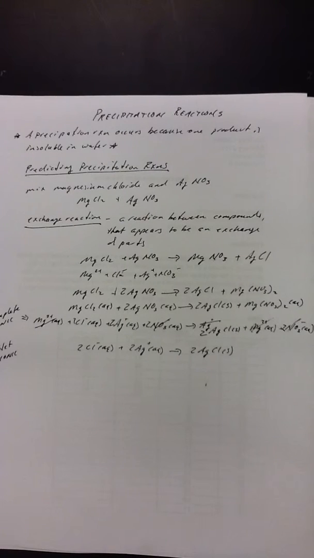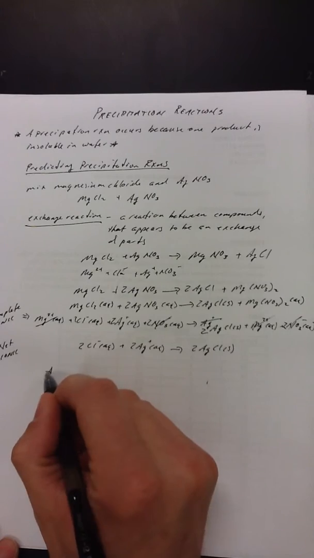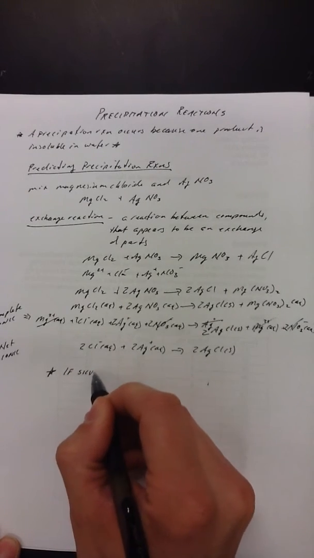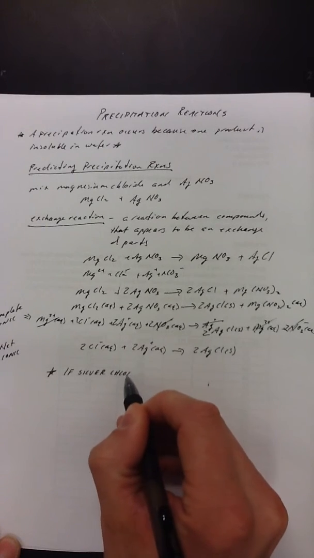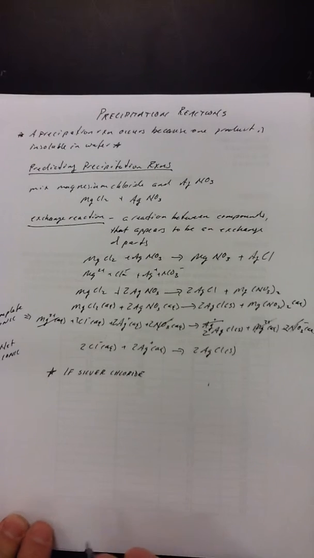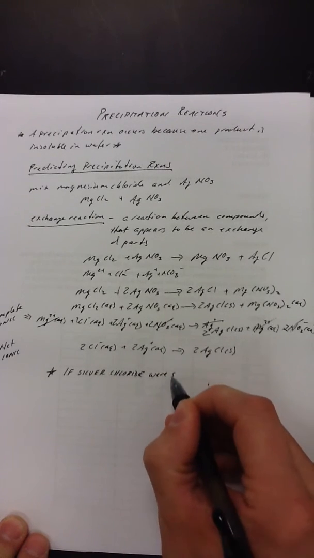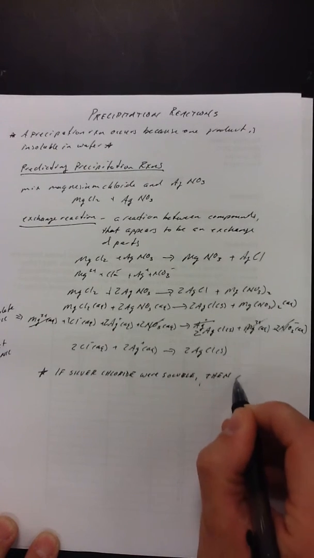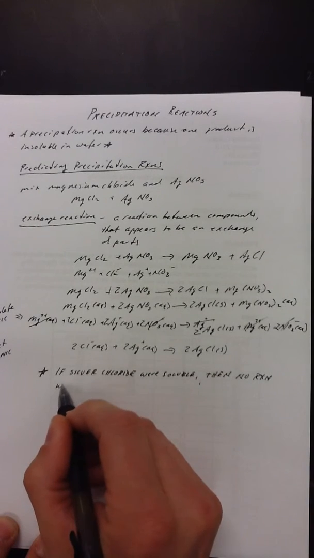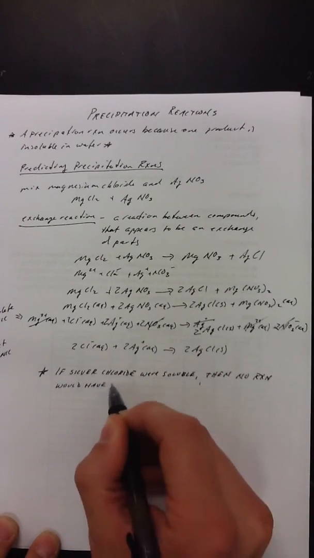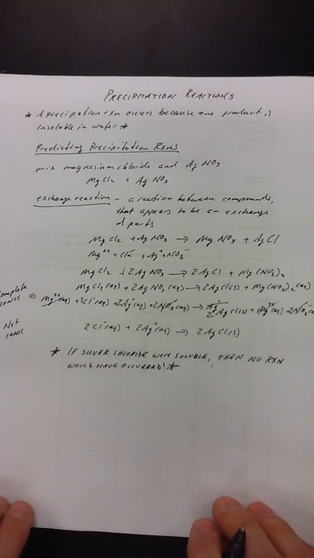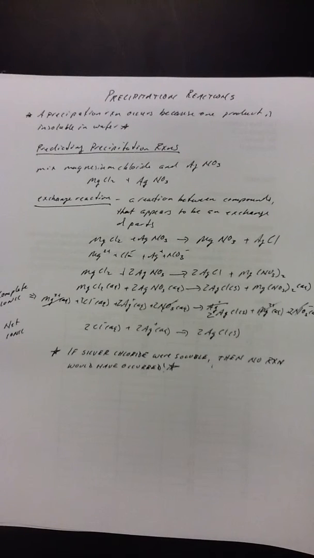So this equation represents the essential reaction that occurs when we have silver ions and chloride ions in an aqueous solution. If silver chloride were soluble, a reaction would not have occurred. We need to highlight that, bold it, underline it, star it, whatever you need to do. If silver chloride, or AgCl, were soluble, then no reaction would have occurred.